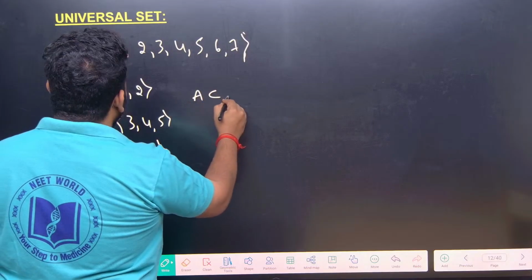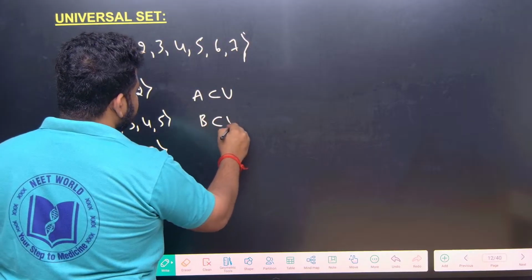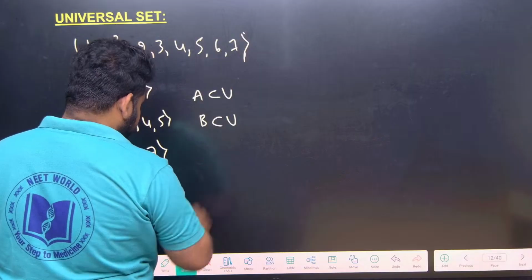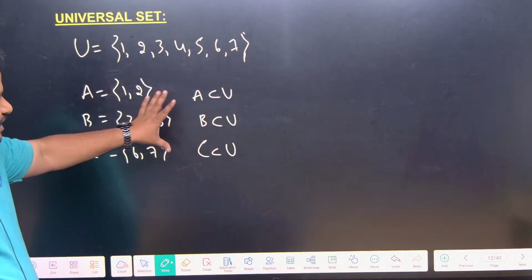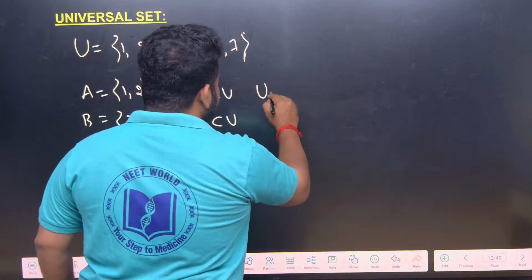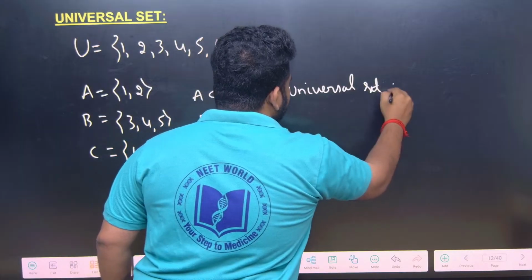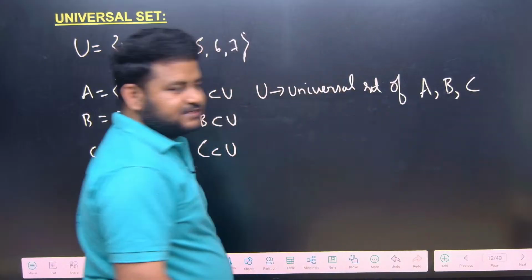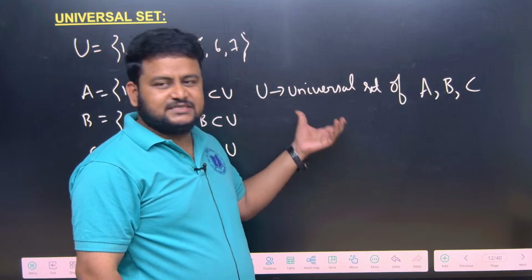A is a subset of U. B is a subset of U. C is a proper subset of U. Correct? So instead of saying every time subset, proper subset, I can say U is a universal set of A, B, C.